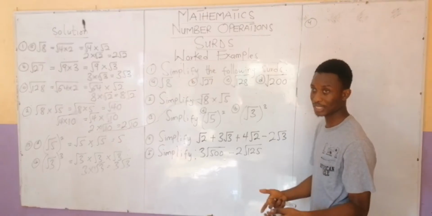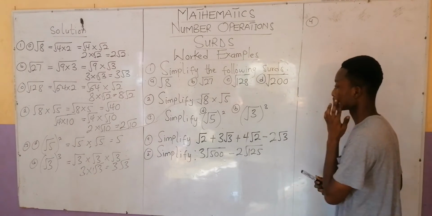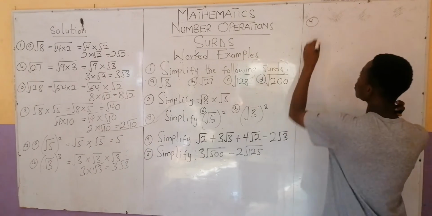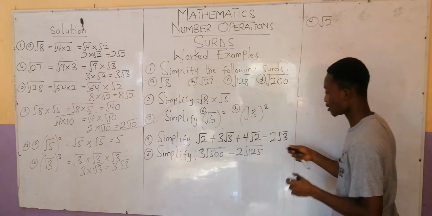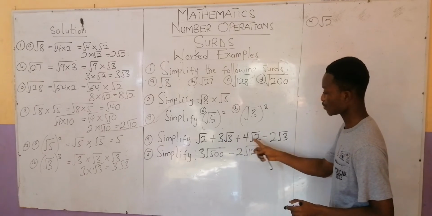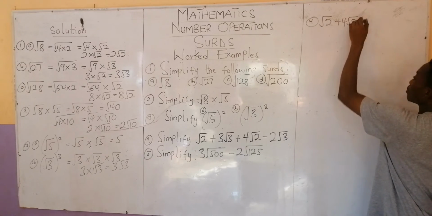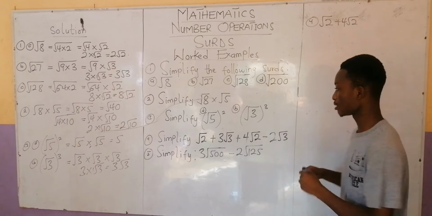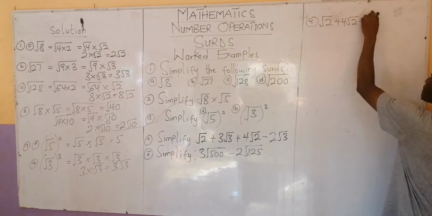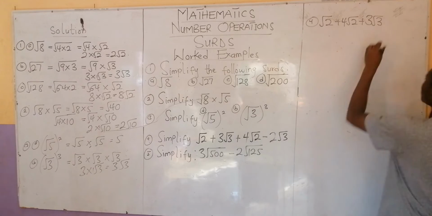So first, let's group them and look at the ones with similar roots. They will come to one side. So the first one is root 2. My root 2 will come, and I'll go through to see if I'll see a root 2 again. I have plus 4 root 2. So plus 4 root 2. I'm done with the root 2's. Now I go to root 3. So I have plus 3 root 3, and then I have minus 2 root 3.